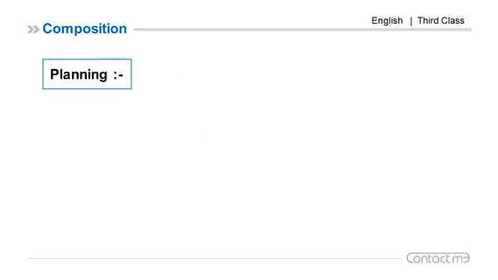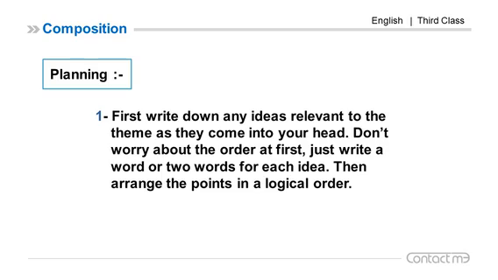Planning. You cannot write a composition unless you have a plan. Number one, first write down any ideas relevant to the theme as they come into your head. Don't worry about the order at first. Just write a word or two words for each idea. Then arrange the points in a correct order or in a logical order.